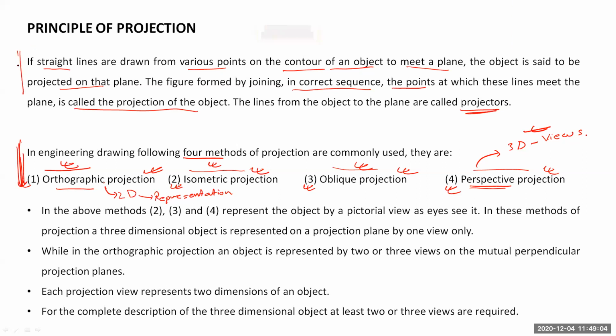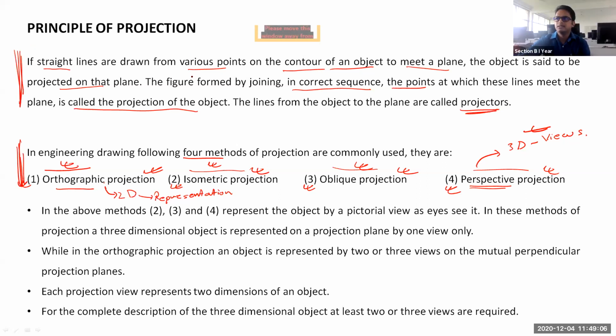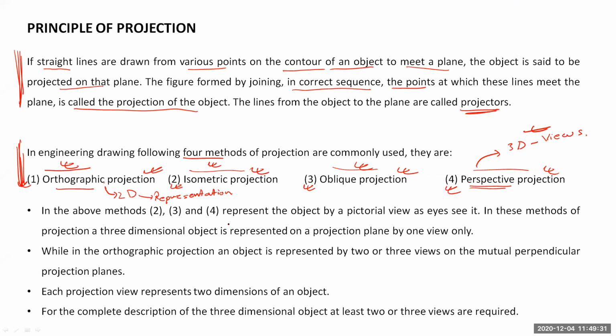Okay, from this first paragraph, what are the takeaway points? Okay, that we have already discussed, that there is some plane of projection on which the light rays, when they pass through the contours of the object, will strike or pierce the plane of projection. When you join those points in a correct sequence, then you will get the projection of that object onto this plane, that is called your projection plane. That's it.